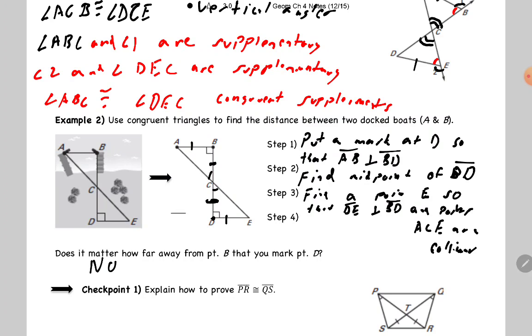And does it matter how far away from point B that you mark point D? No. So basically what's going on here, you're trying to find the distance between two boats and you can't swim. Boat B is connected to land, and if you walk a certain distance perpendicular to it and mark some random point D, and then walk perpendicular to point E so that it lines up with boat A and the midpoint there, all you have to do is measure the distance from D to E in order to get the length of the boat AB.